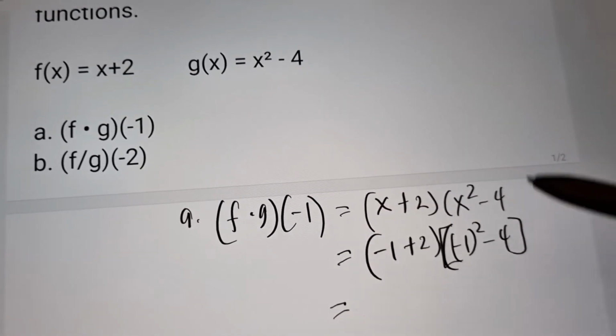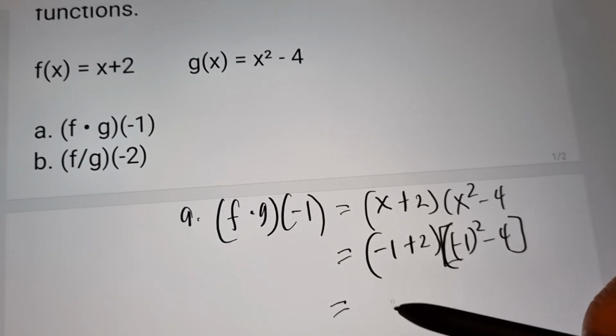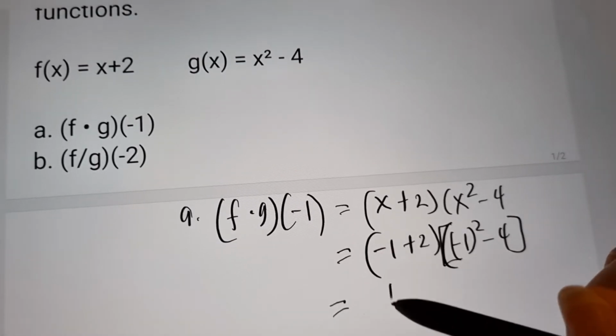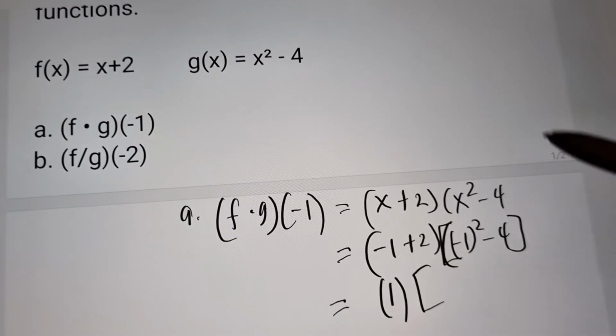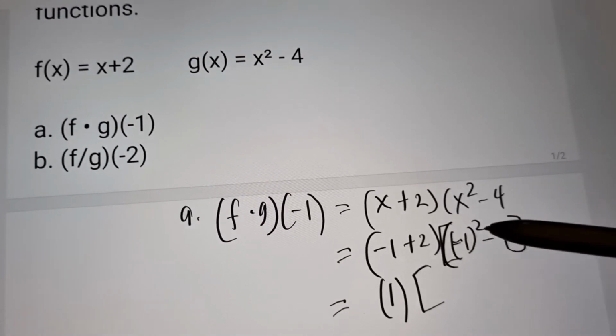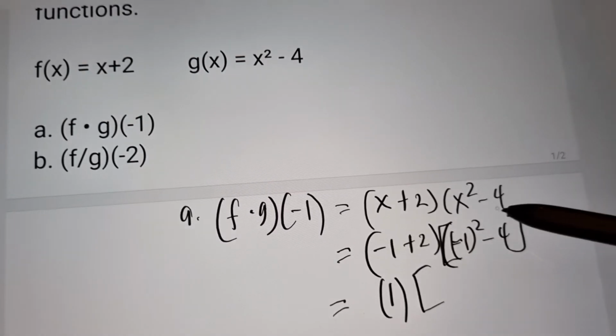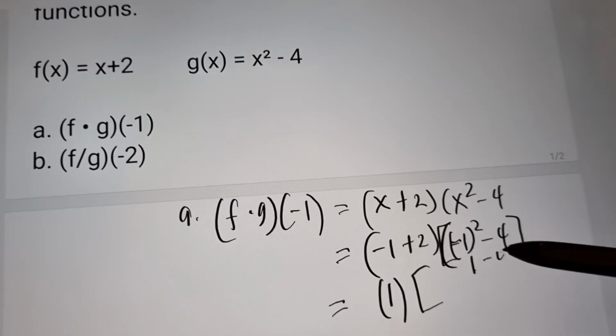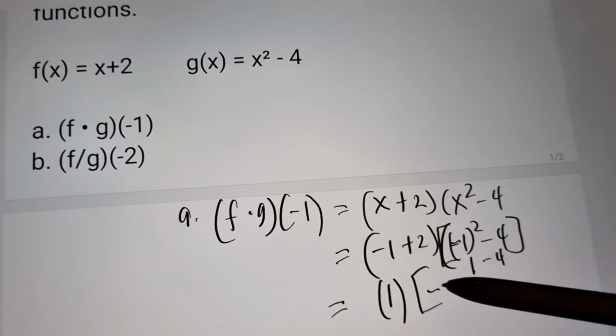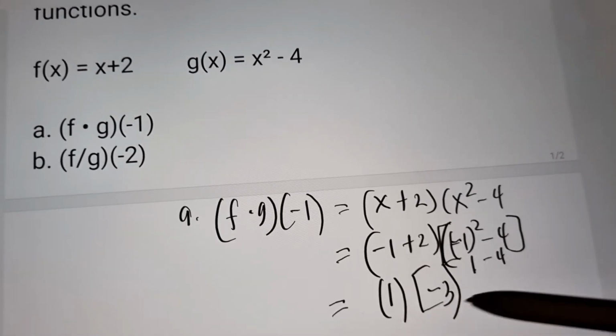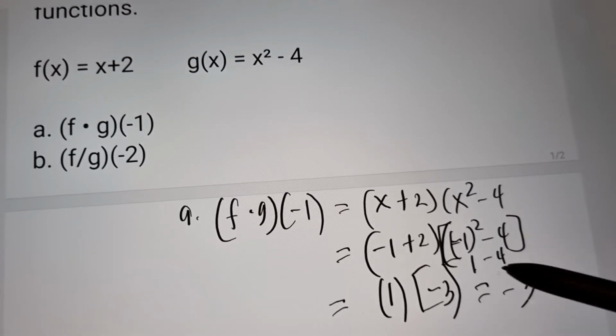Then later, papakita ko sa inyo na pwede nyo nang direct i-substitute. Pareho lang yung sagot. So negative 1 plus 2, that is 1. And then here, negative 1 squared, that is 1, okay, 1 minus 4, and that is equal to negative 3. So 1 times negative 3 is equal to negative 3.